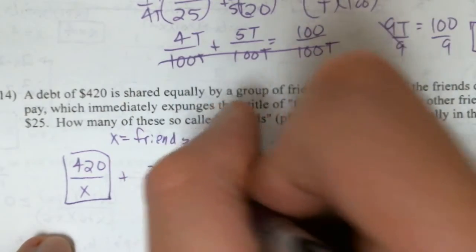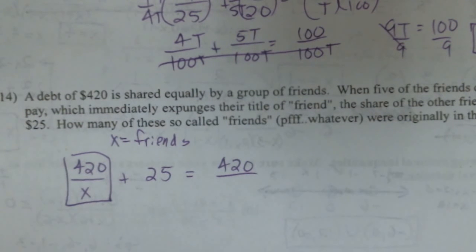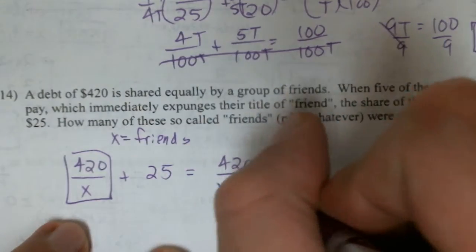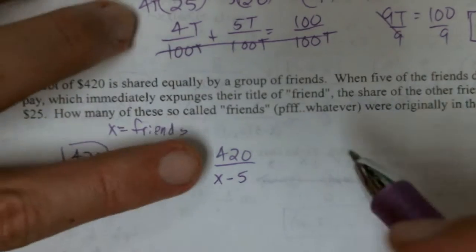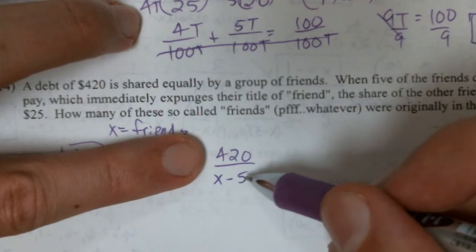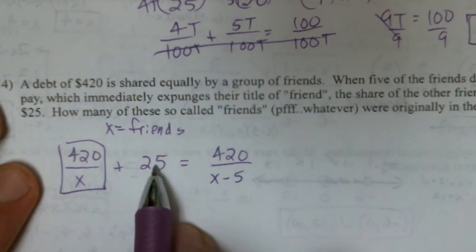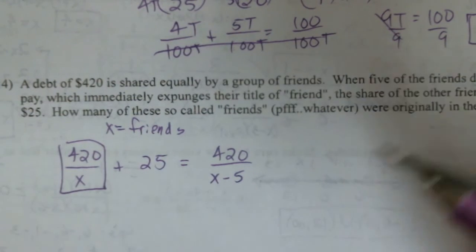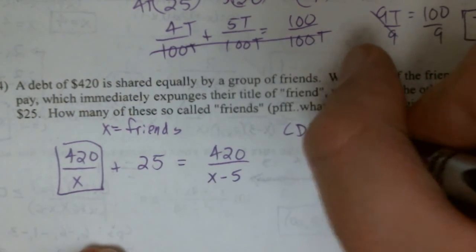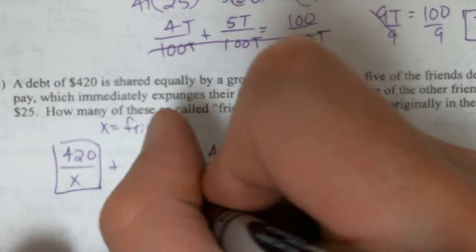That's got to be equal to the original debt, 420, but it's not divided by x friends anymore. It's divided by what? We've lost 5 friends, so it's got to be divided by x minus 5 friends. So let's think about that. The $420 debt divided by the total friends minus these 5 losers is going to be equal to what we were going to pay with the increase of $25. Okay, so now how do I solve this? My common denominator is x times x minus 5. Of course, this is just over 1.